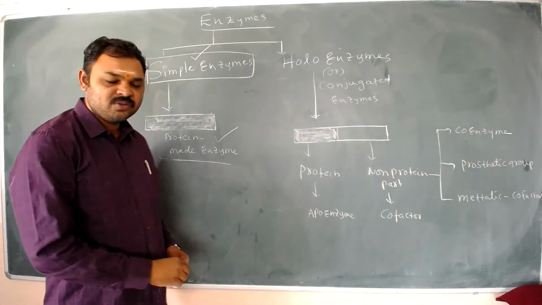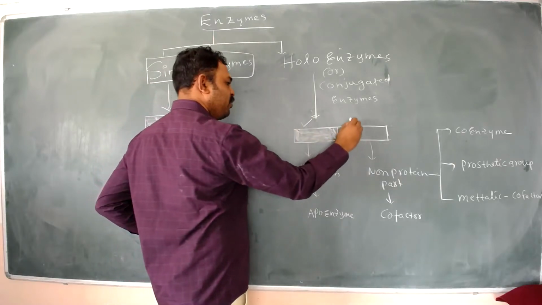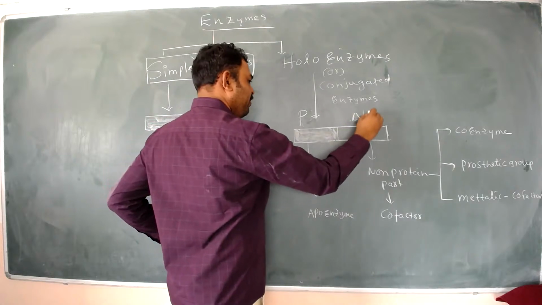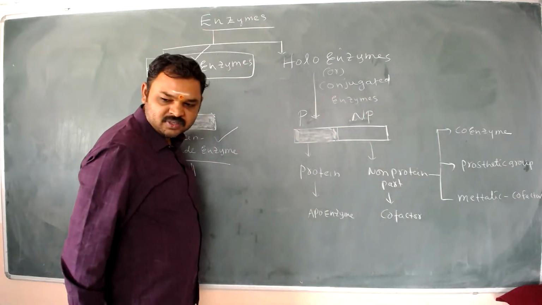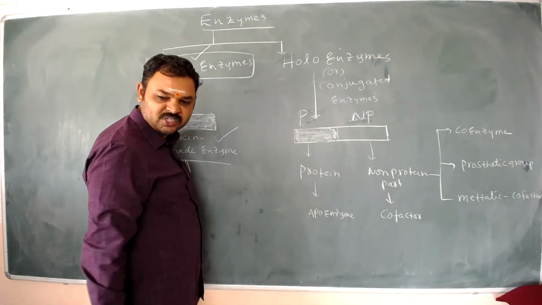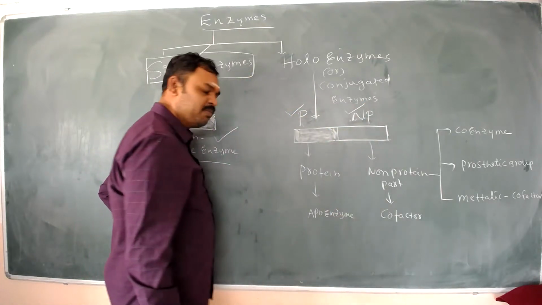In these enzymes, two parts are there: a protein part and a non-protein part. P stands for the protein part, NP for the non-protein part. In conjugated enzymes or holo enzymes, there are two parts. One is the protein part, and the other is the non-protein part.